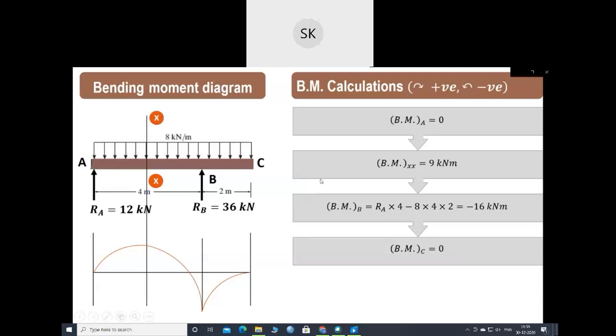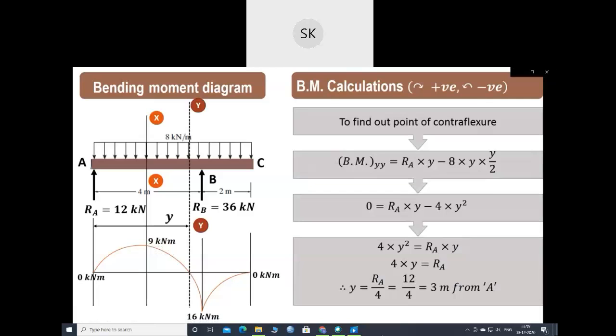Now the bending moment diagram is changing its sign. So at this point the bending moment value is becoming 0, and that particular point is known as point of contraflexure. So first we'll find out the point of contraflexure. So suppose we extrapolate this and we'll call this section YY at a distance of Y from A. So we have to find out the point of contraflexure.